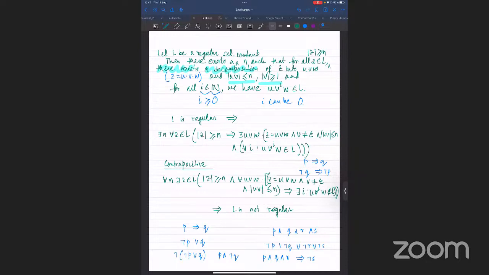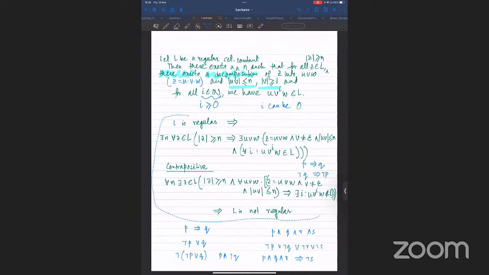For example, I am trying to prove that a language is not regular, right? So if such a condition holds, then the language is not regular. Suppose I'm trying to prove that the language is not regular, and you are trying to prove that the language is regular. Then what are your choices? What are my choices? So this is very important to understand. Clear? So now let's try to write this down again.